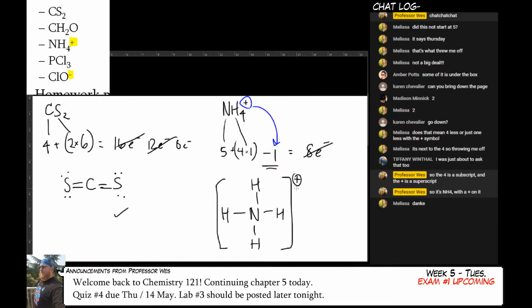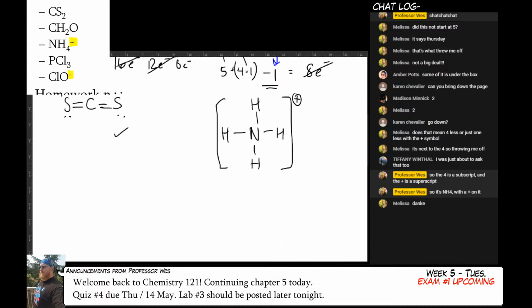And so this is just convention for any compound that has a charge. You gotta put the whole thing in square brackets and put a charge up in the corner there.